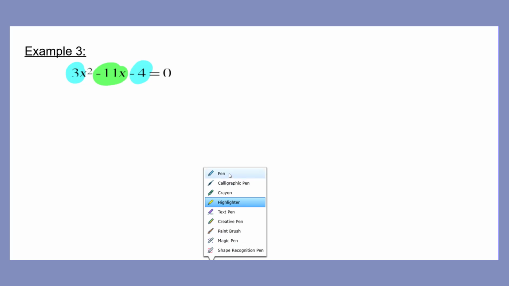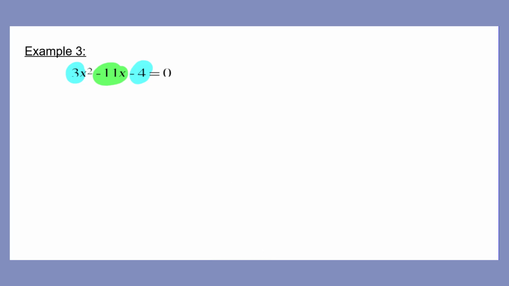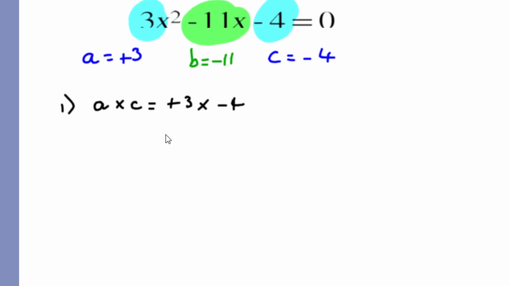Okay, so let's work out the product a times c, go through the method, go through the algorithm, and show that it will work in this case as well. So let's find our factors here, a and c. So a is plus 3, c is minus 4, and b, which is the sum of our two factors for the product ac, should be minus 11. Well, let's work out first a times c. As the method indicates, the AC method, a is plus 3 times c, minus 4. 3 times minus 4 is minus 12.